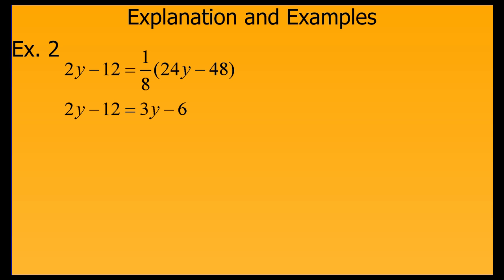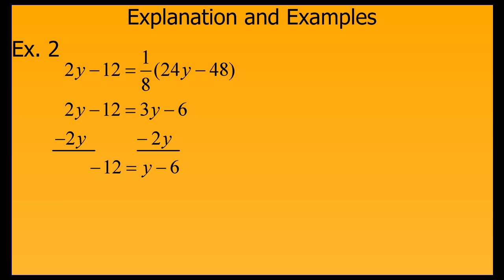We can either choose to move the y's to the right side of the equation by subtracting 2y, or we can move them to the left side of the equation by subtracting 3y. Both methods are correct. In this case, I chose to subtract 2y because, in general, I know I'm less likely to make a mistake when working with positives instead of negatives.